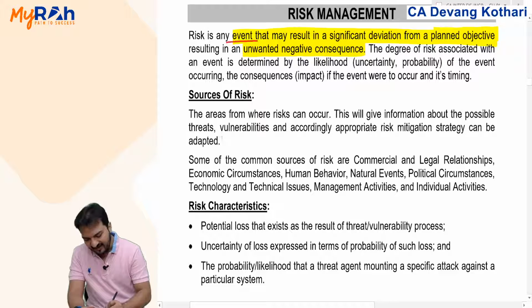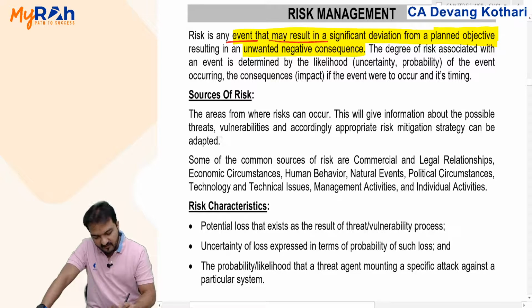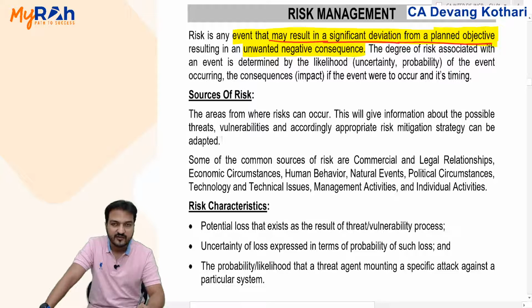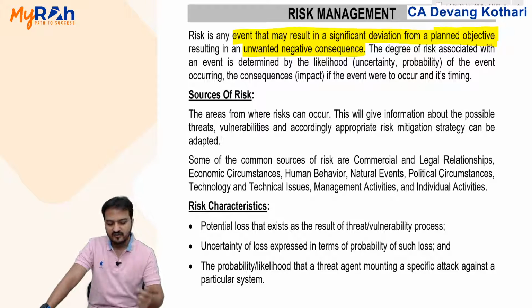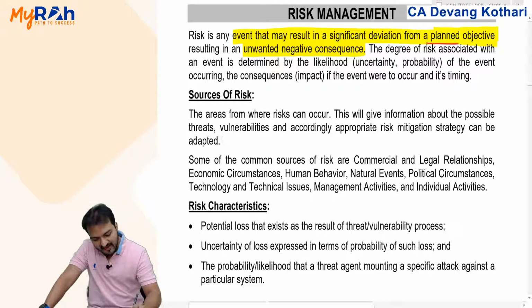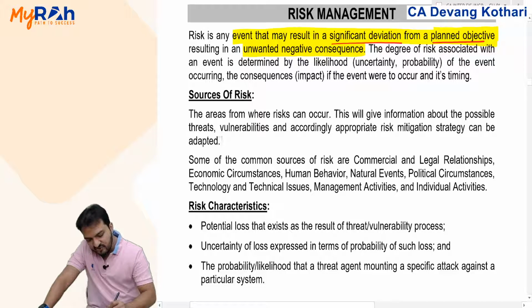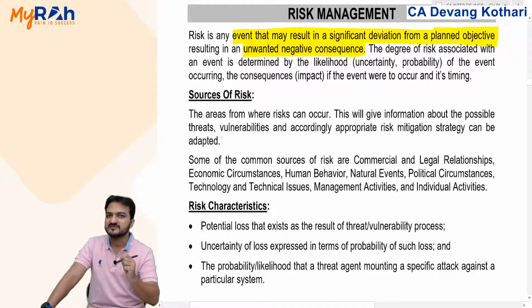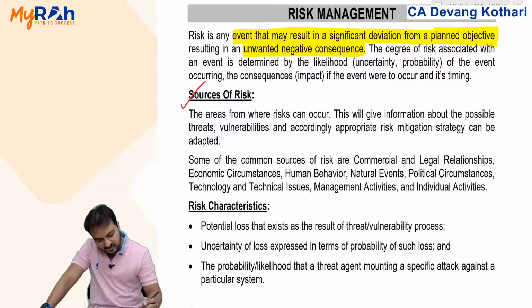Risk is any event that may result in a significant deviation from the planned objective. In other words, any uncertainty will be called as risk. Uncertainty which might lead to an outcome which is not suitable to you, which is not planned by you. So, which might result in a deviation from the planned objective, or which might result in unwanted negative consequence, that becomes a risk.